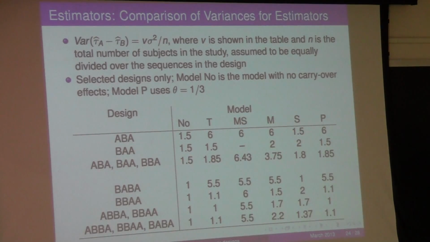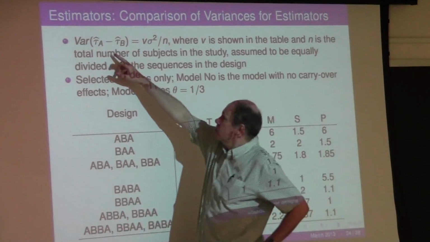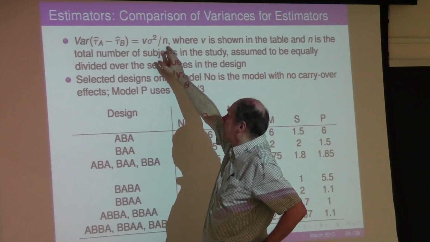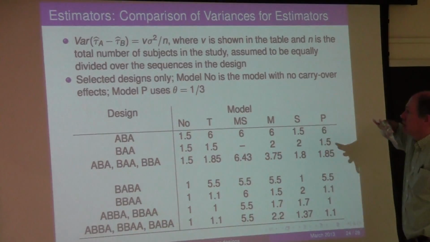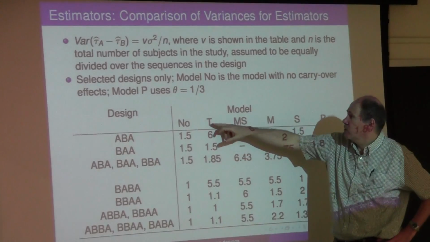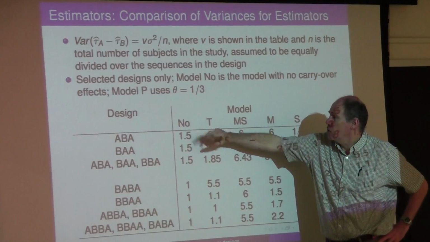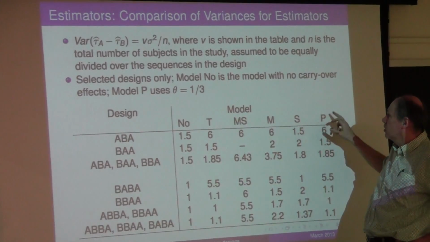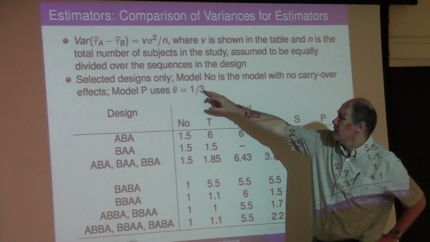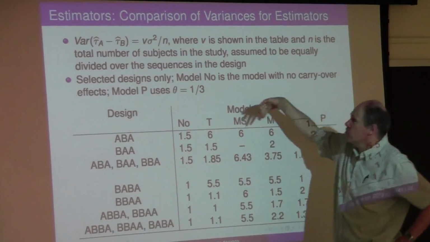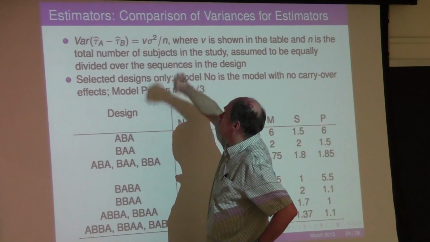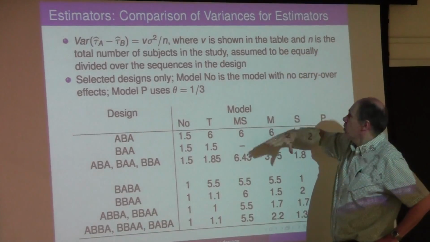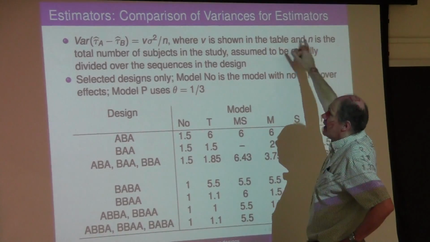So the variance of tau A hat minus tau B hat, I'm going to write it as V times sigma squared divided by n. I'm going to use the models that we saw earlier: the model with no carryover effect, the traditional model, small m, the model M, the model S, and the model with proportional carryover effects taking lambda equal to 1/3. In all of those cases, that variance you can always express in this way, V times sigma squared divided by n. V is what I'm going to show you in the tables here, and n is the total number of subjects in the study.